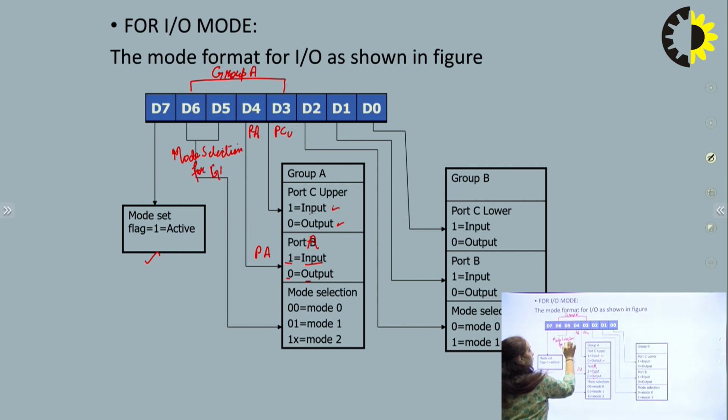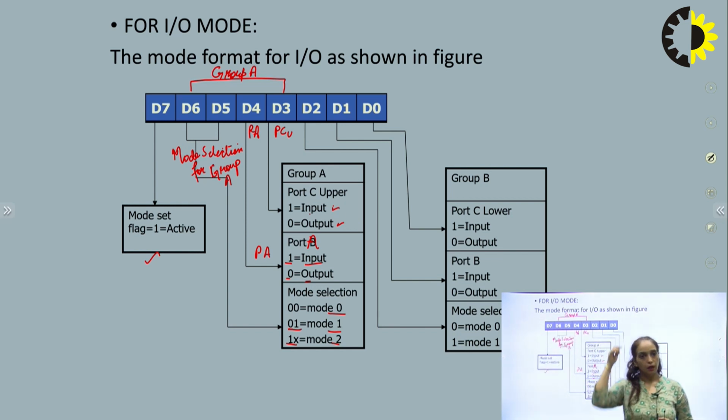for group A. Mode selection for group A, we have 2 bits. For 0, 0, mode 0 will be selected. For 0, 1, mode 1 will be selected. For 1, 0, mode 2 will be selected. As I have already told you, in mode 0, all three ports, port A, B and C, will work as individual input output pins.